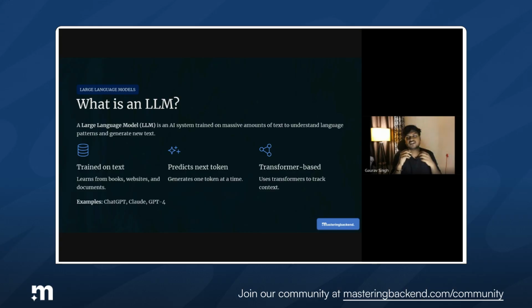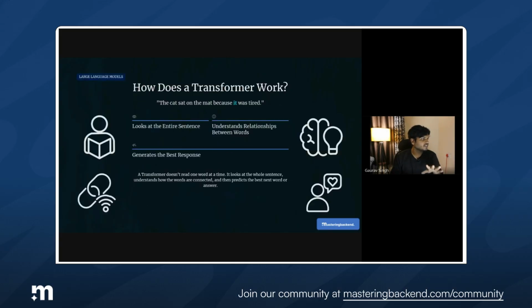Earlier there were many problems with LLM models. If I show you a sentence, as you can see, the cat sat on the mat because it was tired. As humans, we know what "it" means here, because we can understand. But it was very difficult for LLMs or machines to understand what "it" means. That's why an architecture was introduced by Google, called the transformer. It uses the attention mechanism, and with the help of it, it knows the context of each and every word.